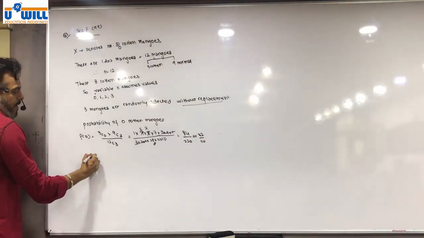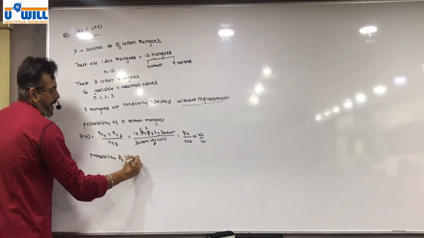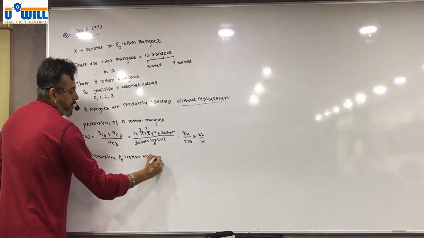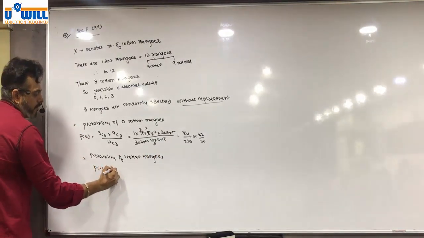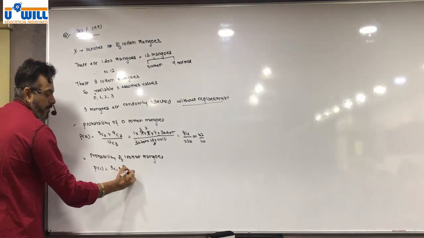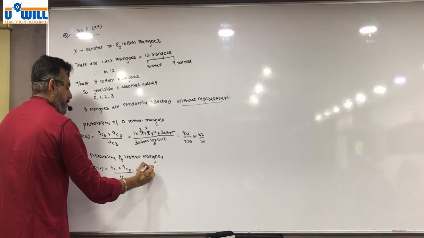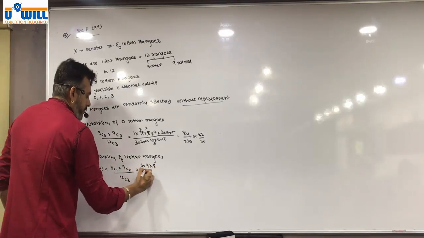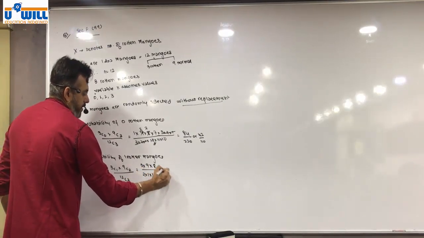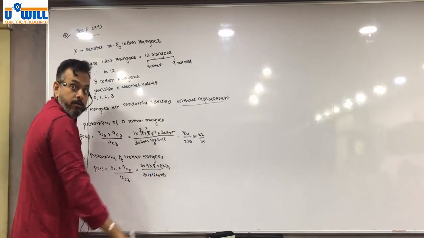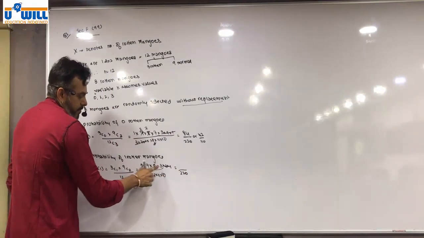Now, probability of 1 rotten mango. P of 1, which is equal to 3C1 into 9C2 upon 12C3, which is 3 into 9 into 8 upon 2 into 1, into 3 into 2 into 1 upon 12 into 11 into 10, upon 220, keep it as it is, and how much over here?